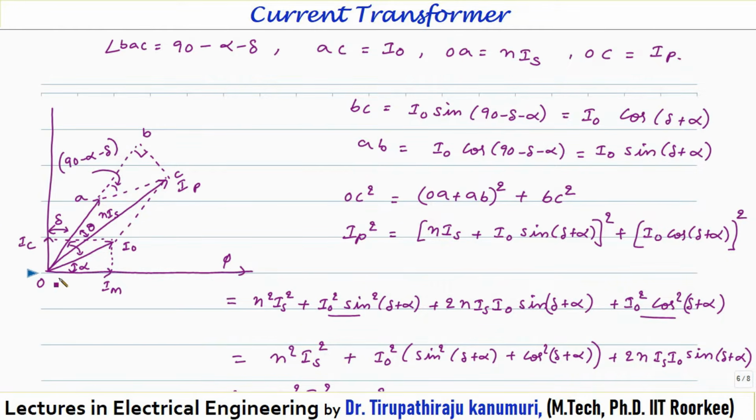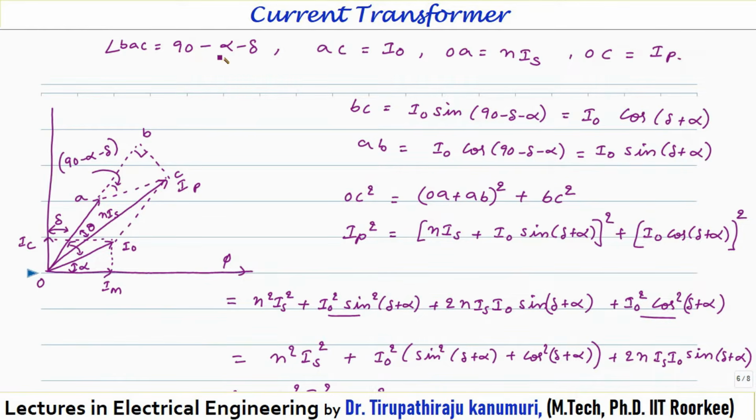I am repeating once again, because we know the total angle is 90 degrees. The angle subtended here is the angle between I naught and N times Is, because this component is I naught and this is parallel to N times Is. How can I calculate it? This total angle is 90 degrees minus, so what angles are there? Because I have to calculate between I naught and N times Is, this will be equal to alpha plus delta. So that gives this angle. So from this I can calculate the vector AB. So each vector I can calculate.